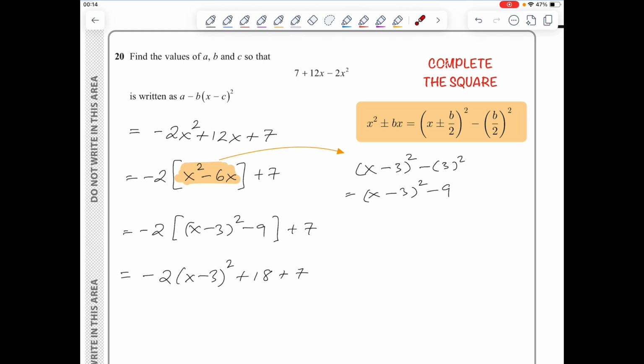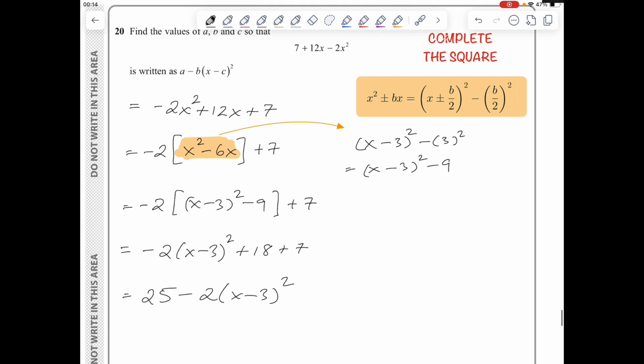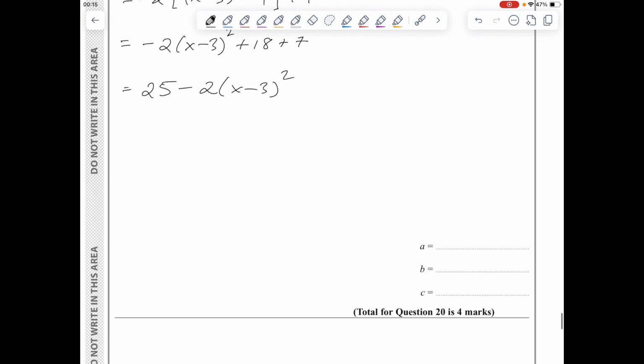And the second step is to simplify those 2 constants. I'm going to put that at the front to match the required form. So 25 minus 2 times x minus 3 squared. So I have completed the square. I will write down the values of a, b, and c. A is 25, b is equal to 2, and c is equal to 3.